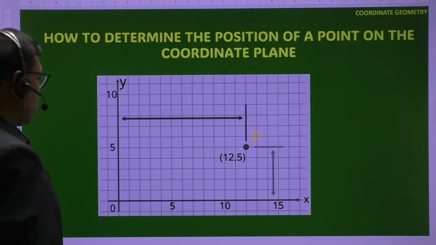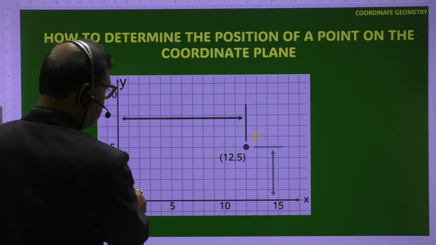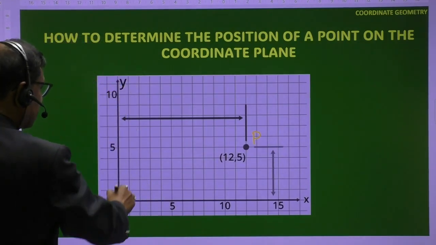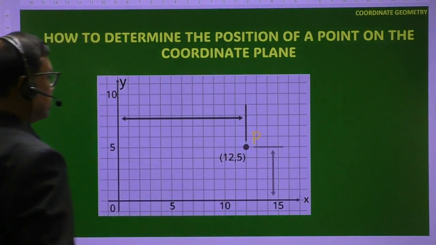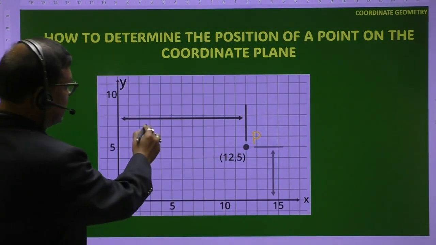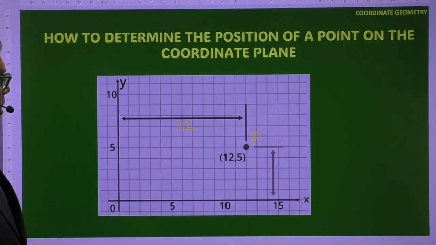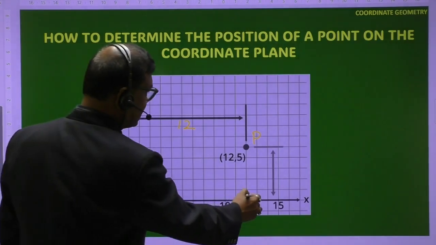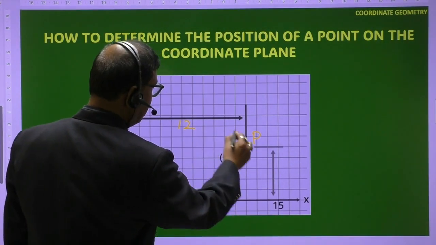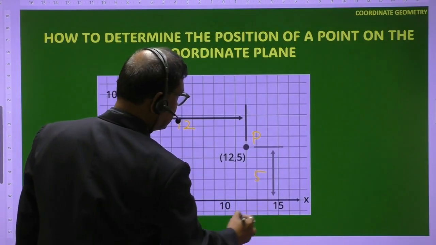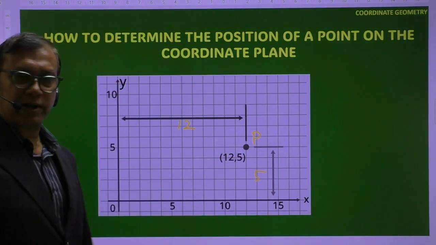First, from origin we have to check, or from y-axis, how much distance I have to this point. Say I am guessing here 12 units. Now we'll check from x-axis how much, that means 5 units. So 12 units and here 5 units. So 12 comma 5 will be the coordinates of this point.